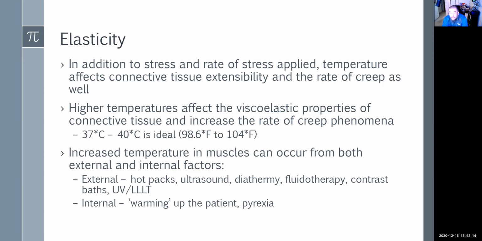Hot packs, ultrasound, diathermy, fluidotherapy, contrast baths, ultraviolet, and low-level laser therapy can work. We can also do internal by warming up the patient, putting them on a treadmill, putting them on a bike. Also, fever, or pyrexia, can increase the rate of creep phenomenon. Think about this with yoga, right?